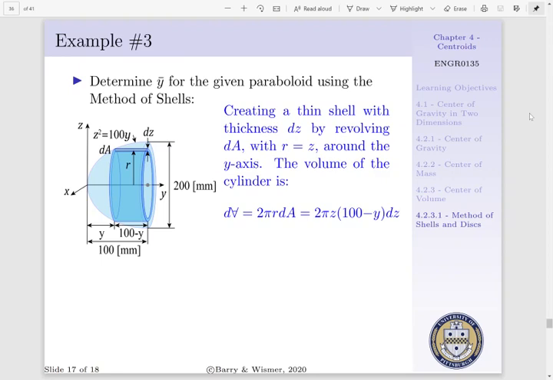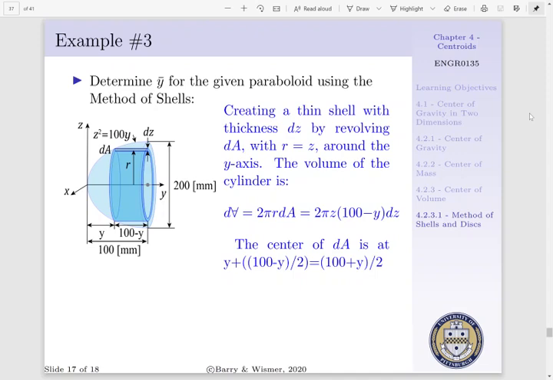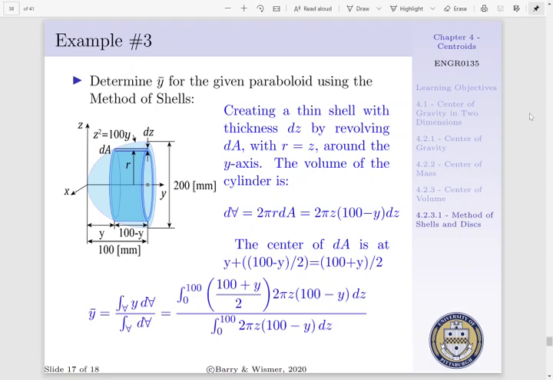Our basal length of our differential area is 100 minus y, and we're going to multiply this by dz, our thickness. The center of our differential area is going to be y plus the quantity 100 minus y per 2. This is equal to 100 plus y per 2. This is giving the center of our differential area away from our origin.